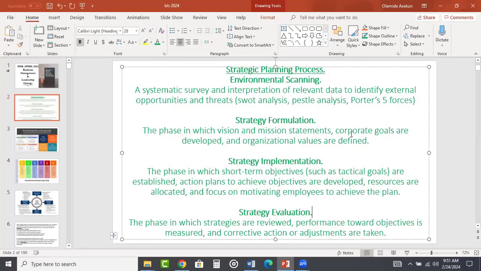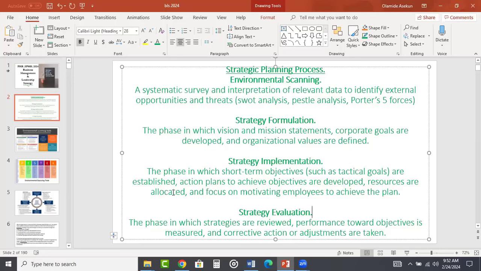So even though now you've put together your corporate goals, which are quite broad, you then want to cascade that down. You want to break that down for each function, for their business units, for their teams. So this is the phase where you have short-term objectives, where you have tactical goals, you have action plans to achieve the objectives, you develop those, resources are allocated, which is of the organizing function, right?